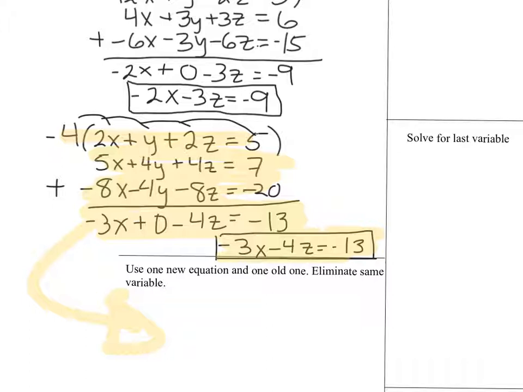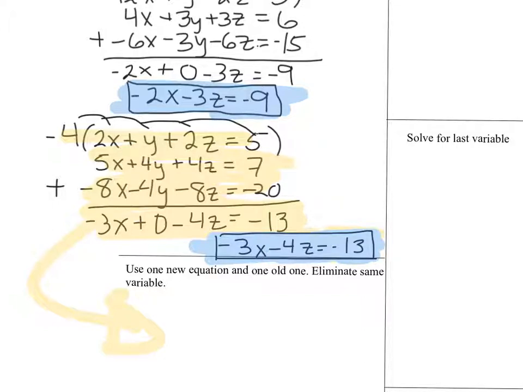Now what we're going to do is use these boxes that we just found. So I'll go ahead and highlight again. We have this blue one up top. We're going to use him, and we're going to use this box, because that was our goal. We wanted to eliminate the y variable from two equations.